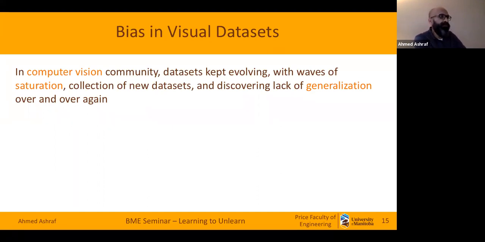And then somebody would come up and write a paper saying that there are so many deficiencies in this data set. This is too simplistic, or maybe like a toy data set. So let's try to increase the variability in our data. Let's collect a new data set. And of course, the models that were trained on earlier data sets would not generalize on the new data set. And this cycle would keep repeating over and over again.